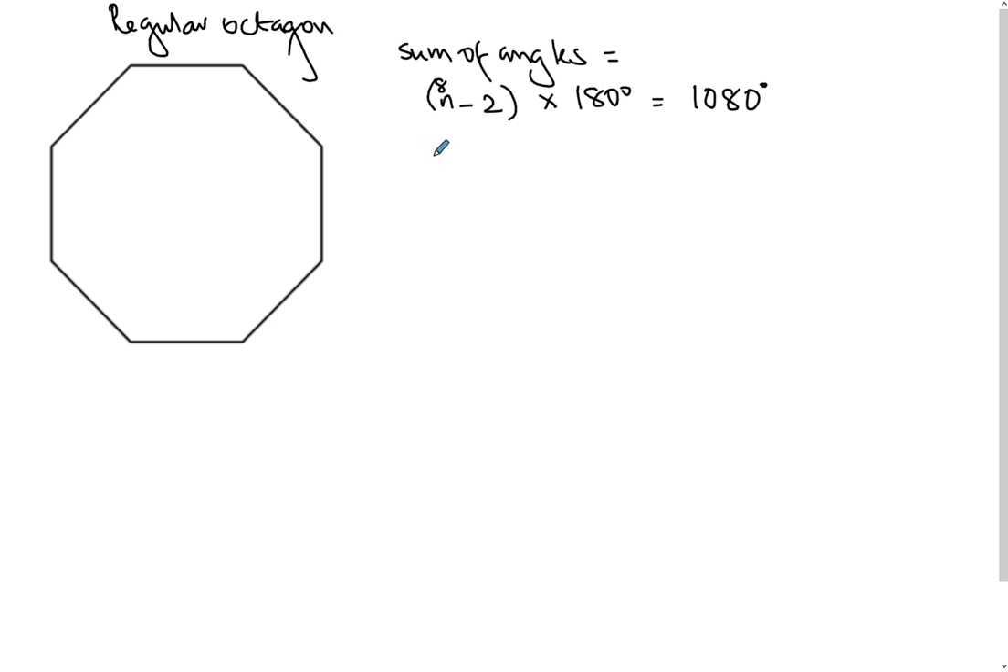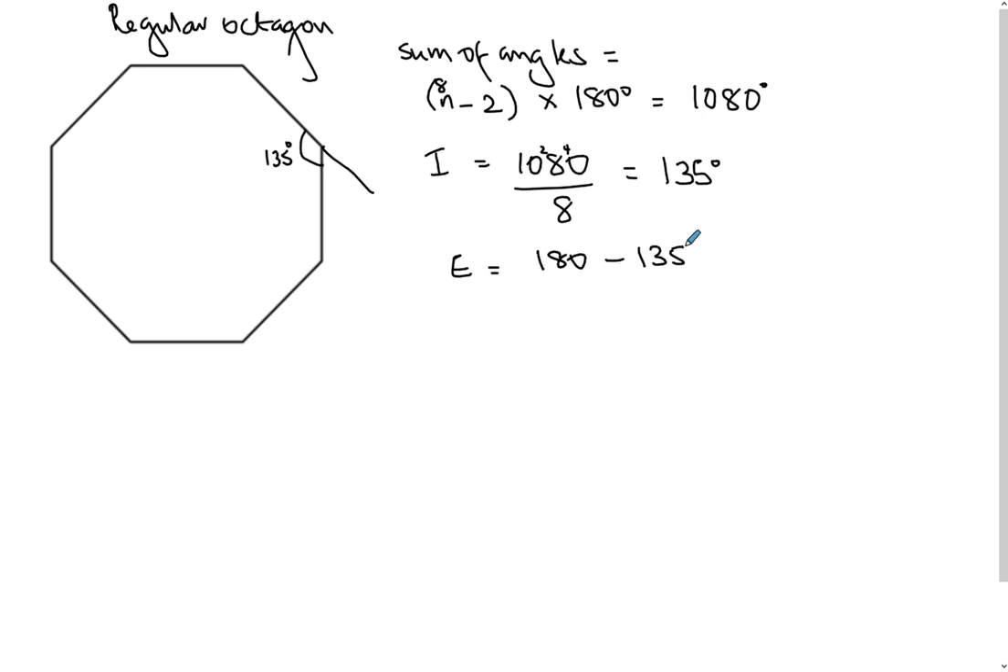So my interior angle is the sum of my angles, which is 1080 divided by 8. 8 into 10 is 1, remainder 2, 8 into 28 is 3, remainder 4, 8 into 40 is 5. So my interior angle is 135. My exterior angle would be 180 minus the 135, which would be 45 degrees.